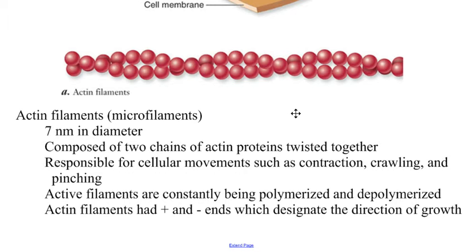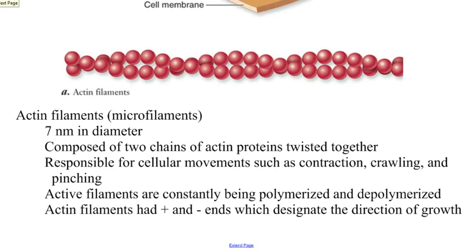These actin filaments are going to be responsible for allowing the cell to crawl around, or in cell division, allowing the cell to pinch itself in half to make 2 cells. And these guys are going to be a major component in muscle contraction. But we'll talk more about that later when we study muscles. These guys are constantly being made and broken down, so polymerized and depolymerized. And so they have positive and negative ends, which designate the direction of growth. The positive end of an actin filament is toward the cell membrane, and the negative end of the actin filament is actually toward the nucleus. We'll talk more about that in a minute.